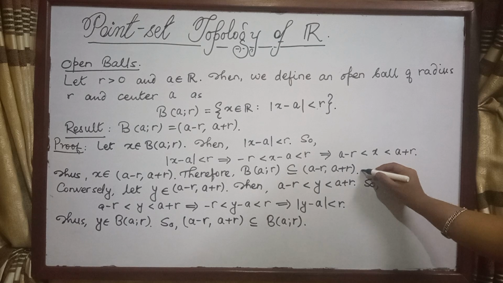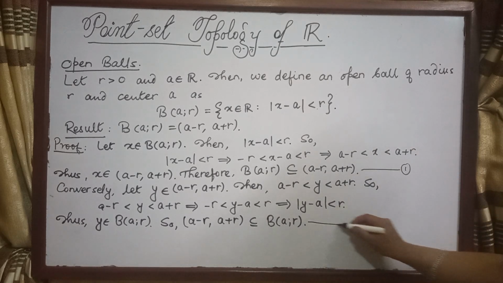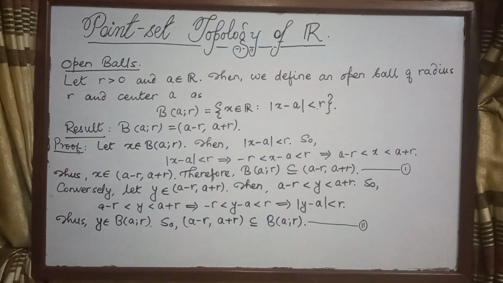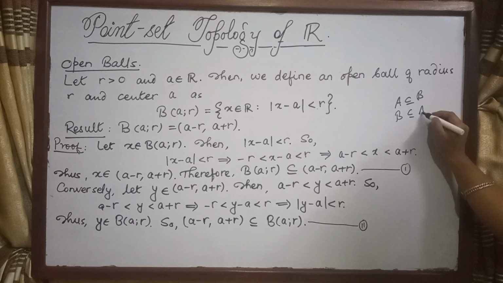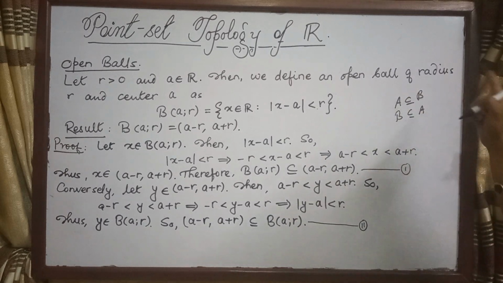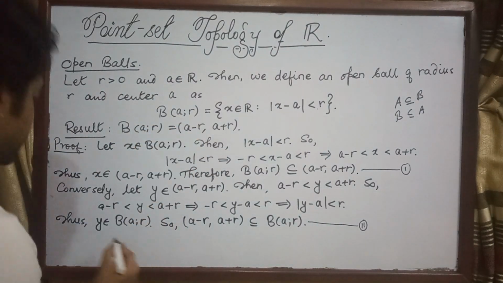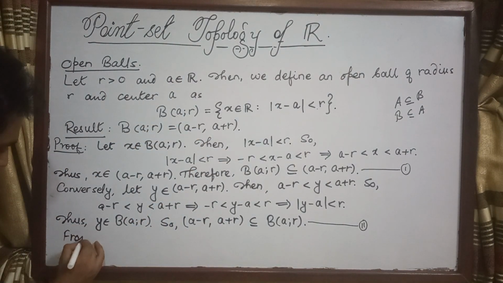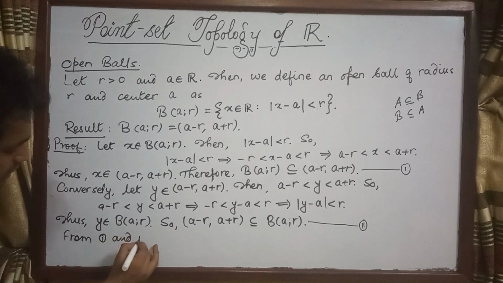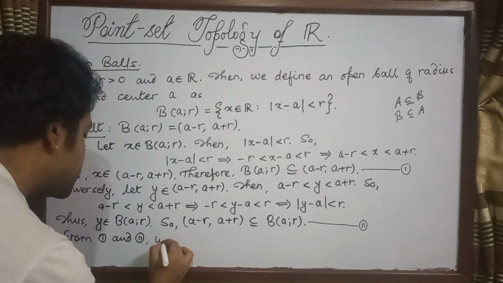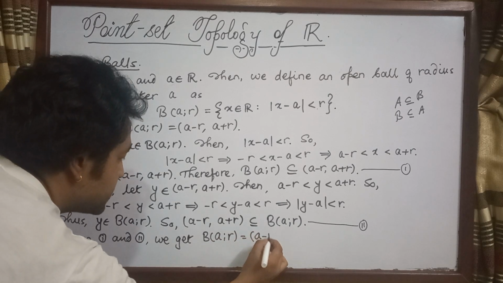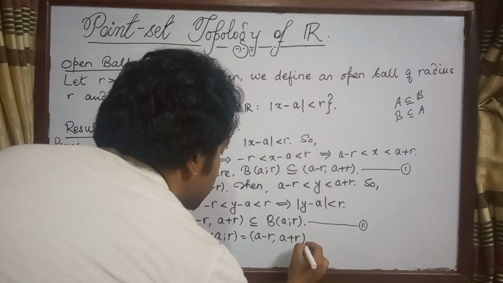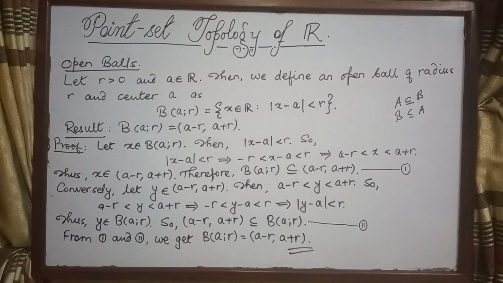Now let's see what is going on in here. From these two relations, since A is a subset of B, and B is a subset of A, we can say that A is equal to B. From 1 and 2, we get B(a, r) is equal to (a - r, a + r), which was what we were supposed to prove.